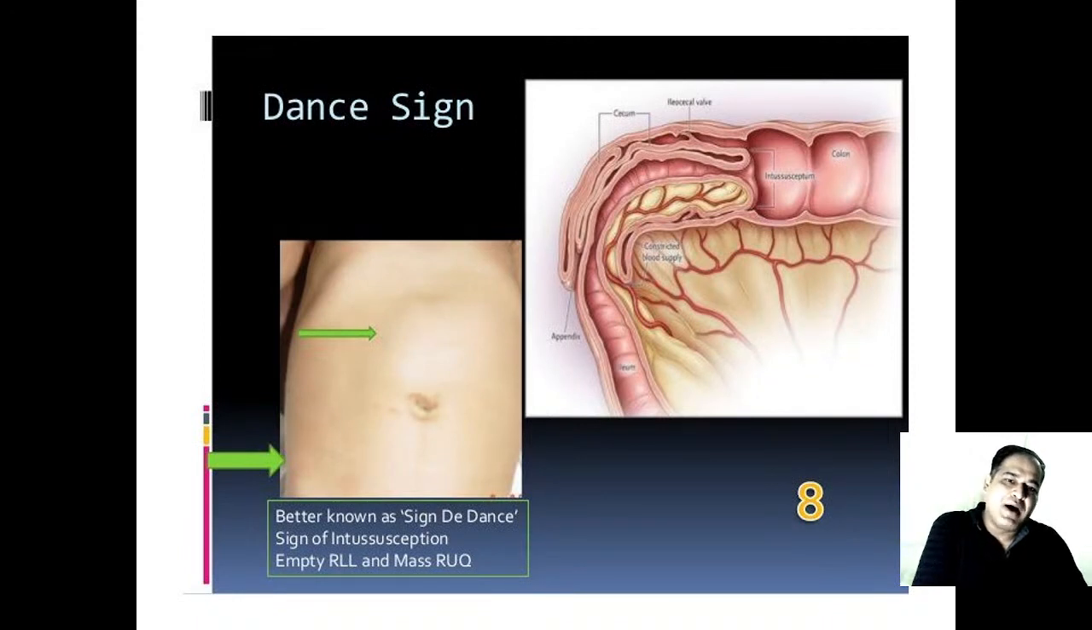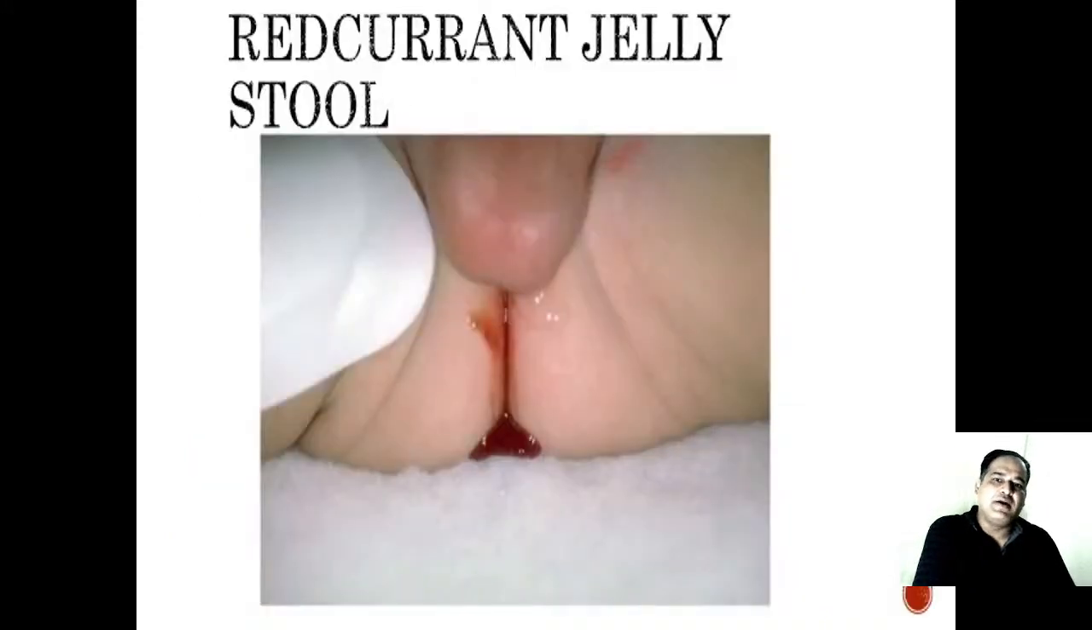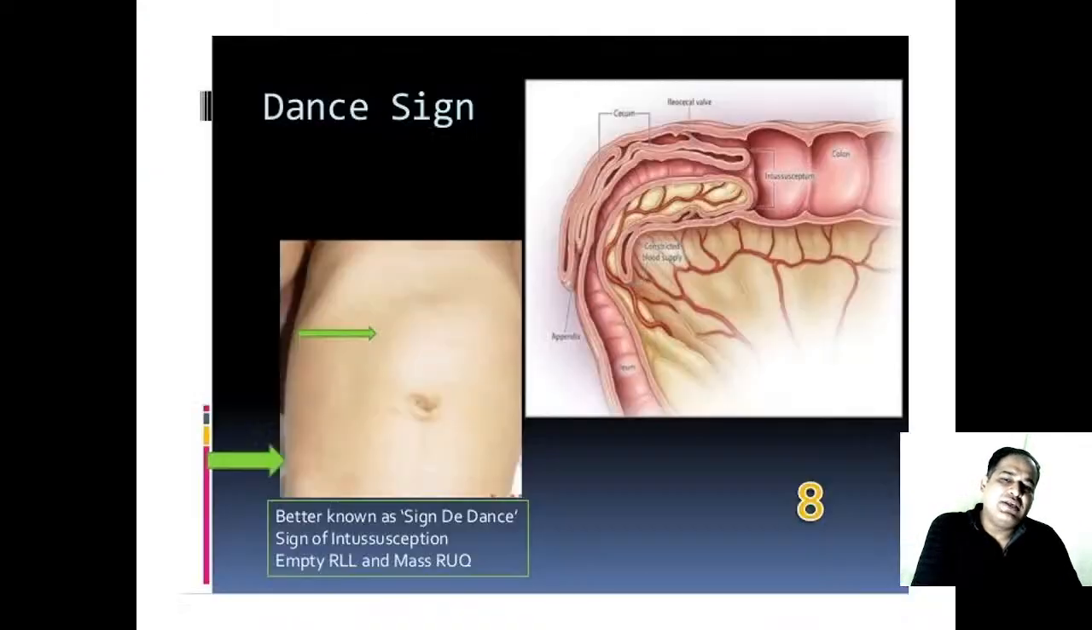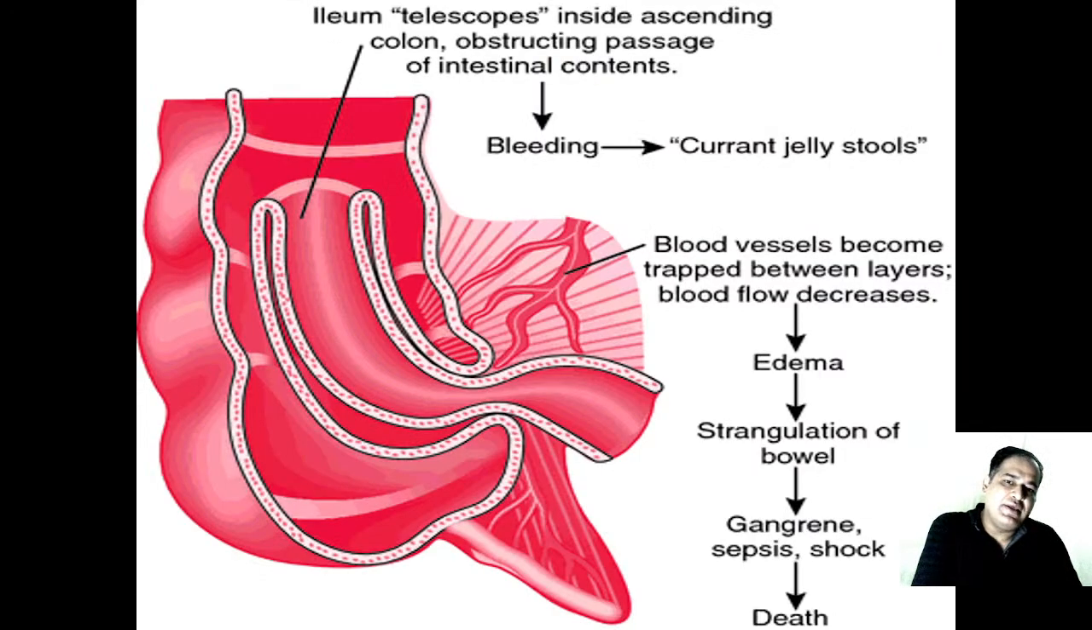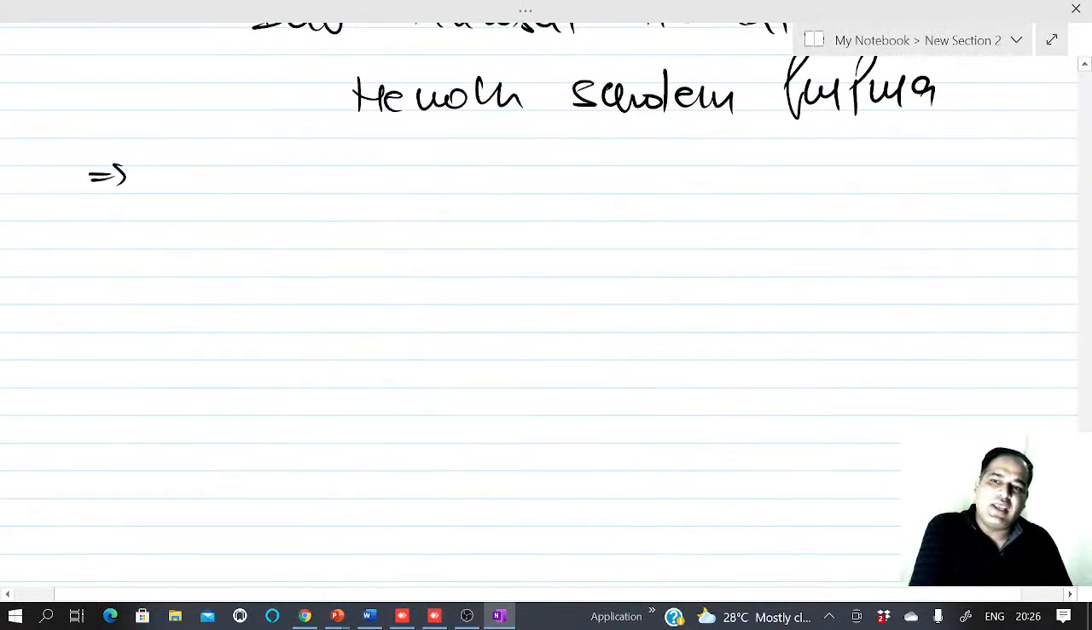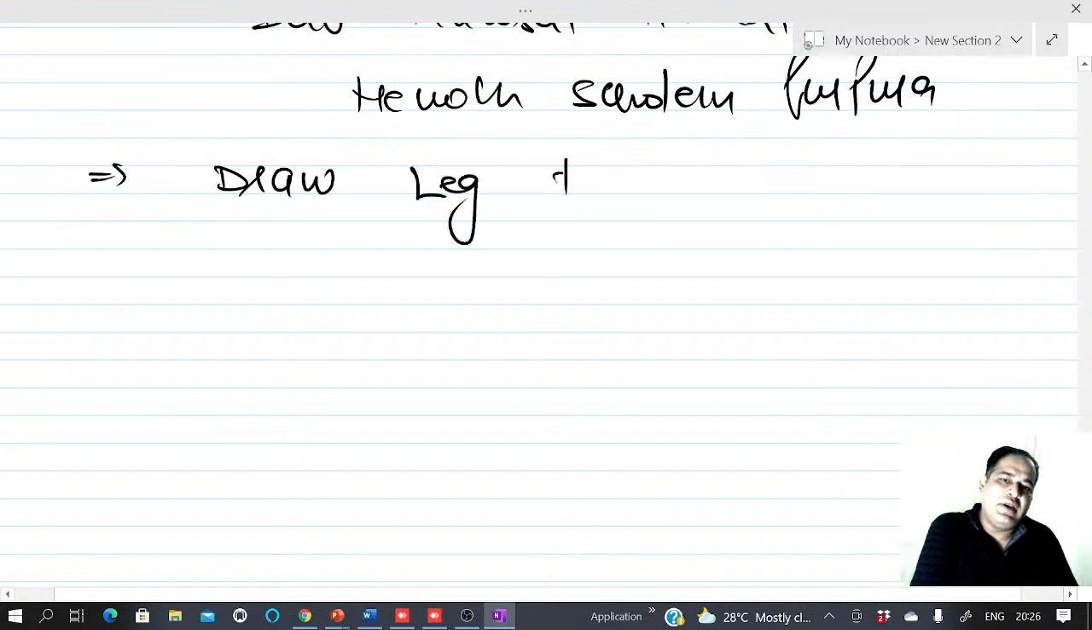Fine. So there will be a mass in the right upper quadrant. Remember, I told you that the apex will undergo ischemic changes. So there will be passage of blood mixed with mucus. That is called red currant jelly stool. Now, here, the history will be characteristic. Mother will say that the child keeps on crying. She will say either the child cries or the child sleeps. So, the child will draw his legs to the abdomen.